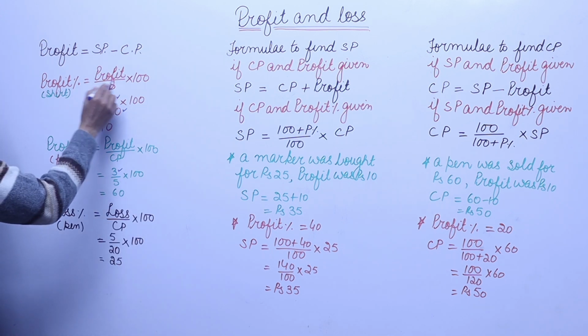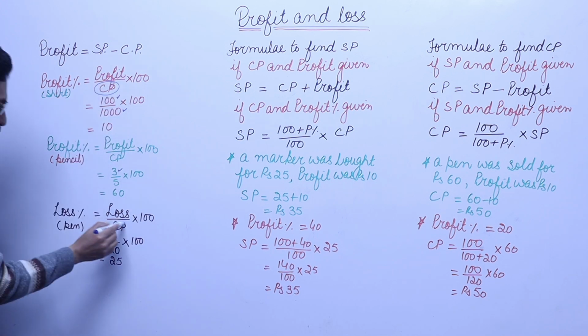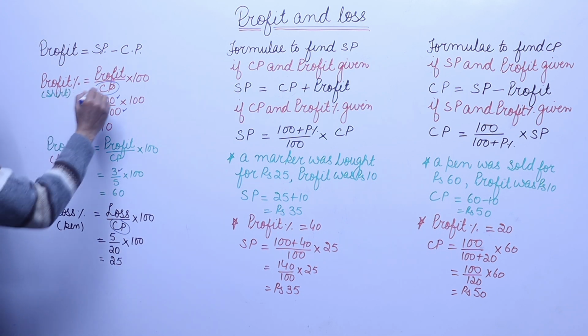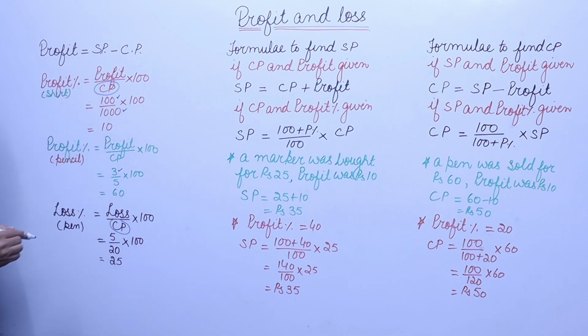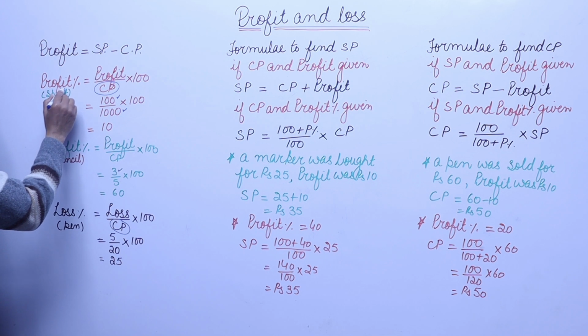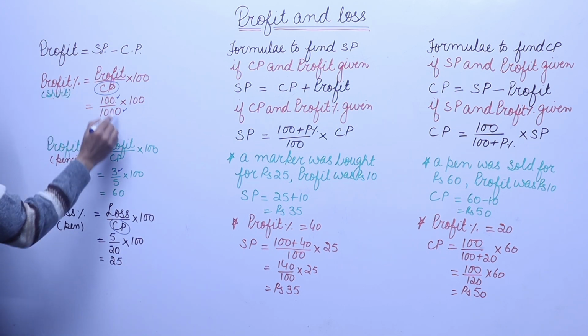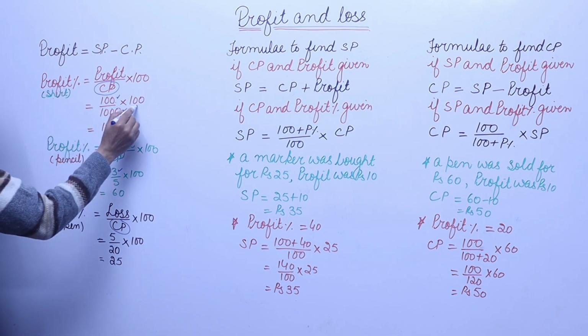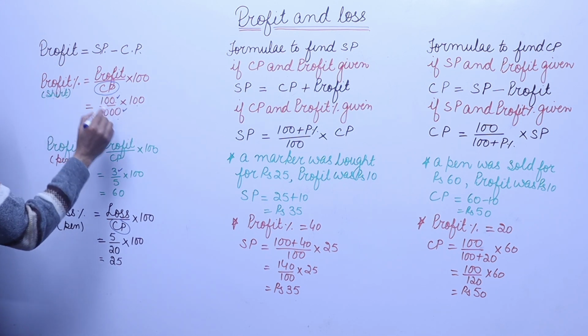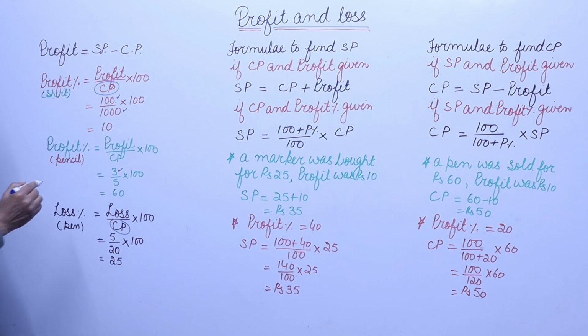We see both profit percent and loss percent are calculated in terms of cost price, because the investment is the cost price. Now, the examples which we have done. In case of the shirt, the profit percent is 100 over 1000 into 100, because in this case 100 was the profit and 1000 was the cost price.